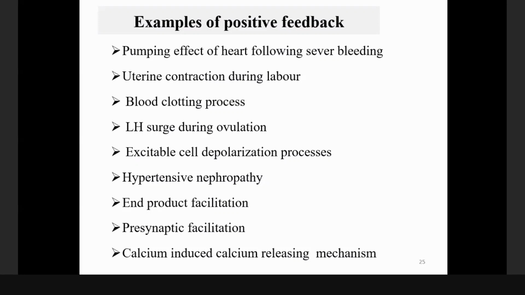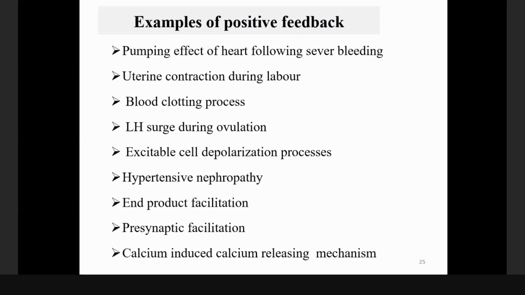When a mother gives birth, the uterus should contract and the fetus should push down into the cervix, and the cervix should be stretched, and mechanoreceptors should detect that stretching process. We'll see that one again. Then blood clotting process, and luteinizing hormone surge during ovulation.